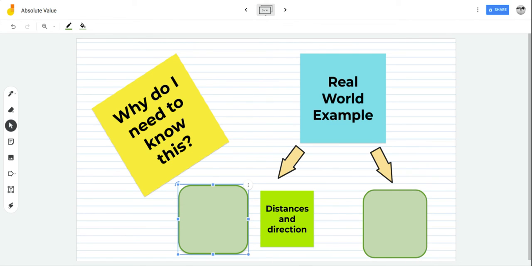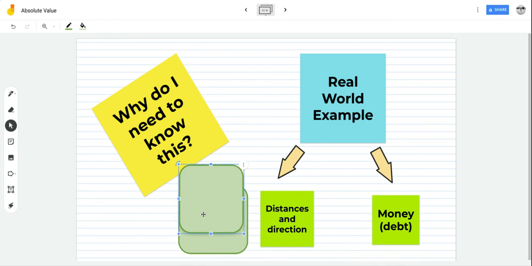But if you tell someone to drive 2 miles west or 2 miles to the left, going in the negative direction, you don't say drive -2 miles. That would sound really weird. You simply say drive 2 miles west or 2 miles to the left. That is one way that you have probably used absolute value in real life without even knowing it.